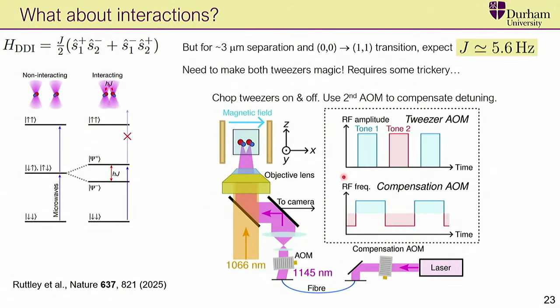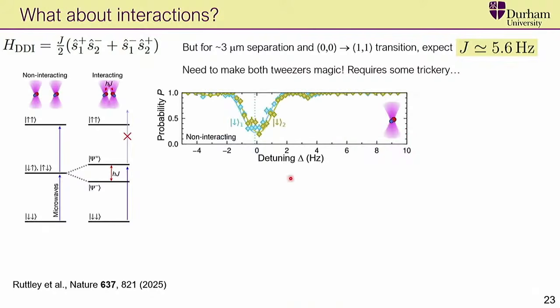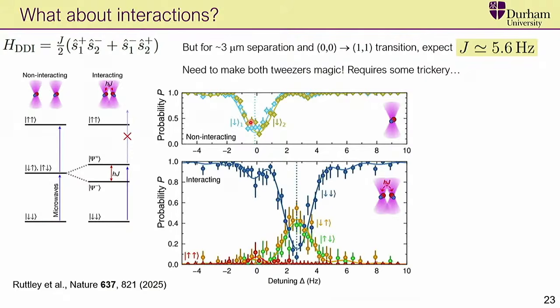We do so with a complicated scheme where we chop frequencies and intensities. I can explain in more detail afterwards if you're interested. But effectively, we can make 2 tweezers magic. So this is now data from 2 separate tweezers, but only 1 molecule present. And it's just showing that within, I think it's 100 millihertz or so, this transition at 980 megahertz is exactly the same. And we do the measurement with a pair of molecules, and we see the interaction shift.